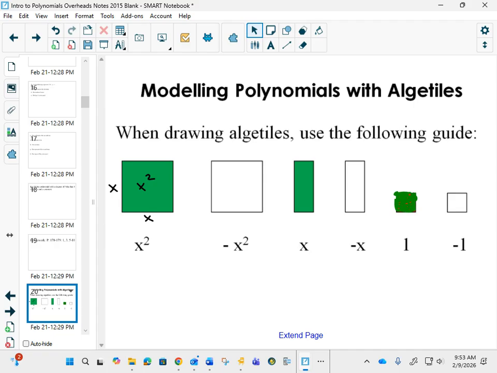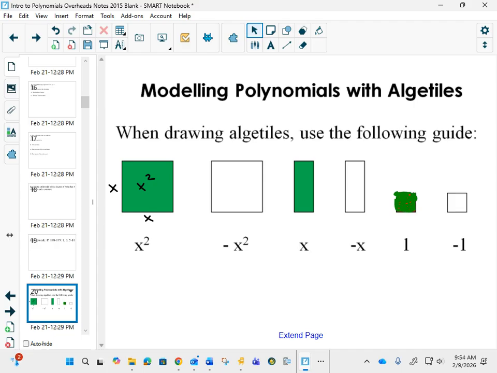Maybe I should quit teaching math and become an art teacher. So in our algebra tiles, the red ones are negatives, the blue ones are positives. Okay? And if you have a negative and a positive, they cancel each other out, they would go away.